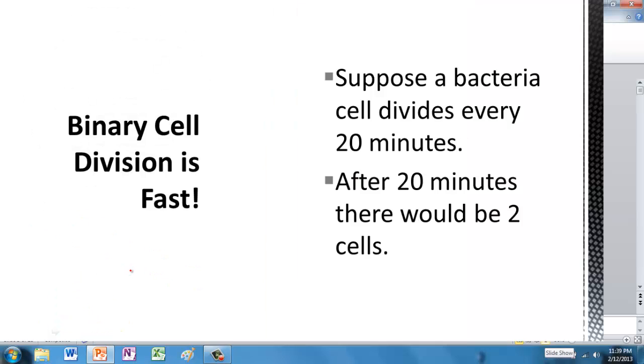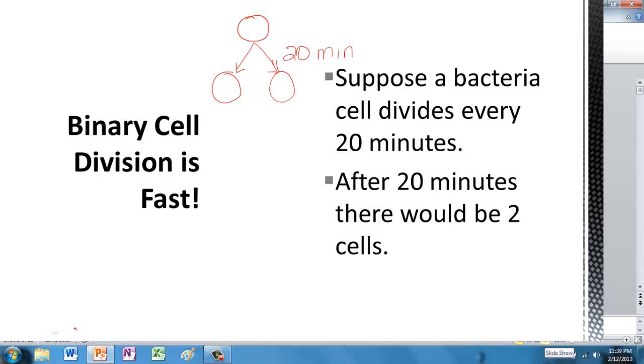Binary cell division is fast. Let's look at how fast bacteria can reproduce using binary cell division. So, let's look over here. Suppose a bacteria divides every 20 minutes. So we're going to start off with one little bacteria cell. I'm going to make them round just for the sake of making it a little bit easier. So after 20 minutes, if this cell divides, it's going to turn into two daughter cells, right? So that makes sense. 20 minutes, we've got two cells. Okay?